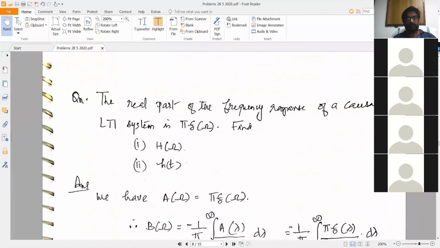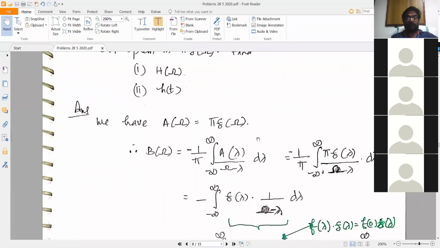Okay. Now we will use this result to solve the next question. The real part of the frequency response of a causal LTI system is pi delta omega. So you are given A of omega as equal to pi delta omega. You are asked to find out H of omega and h of t. So you know that A of omega is equal to pi delta omega.